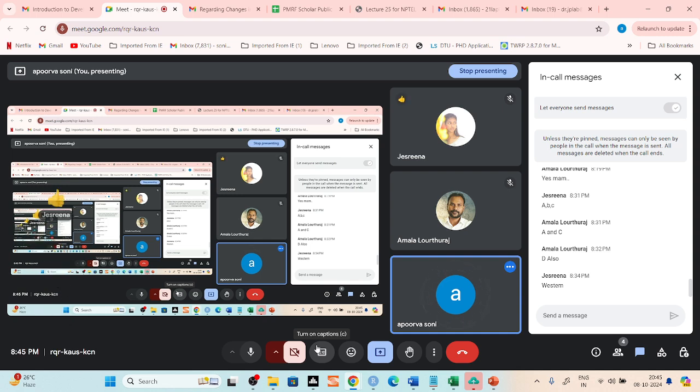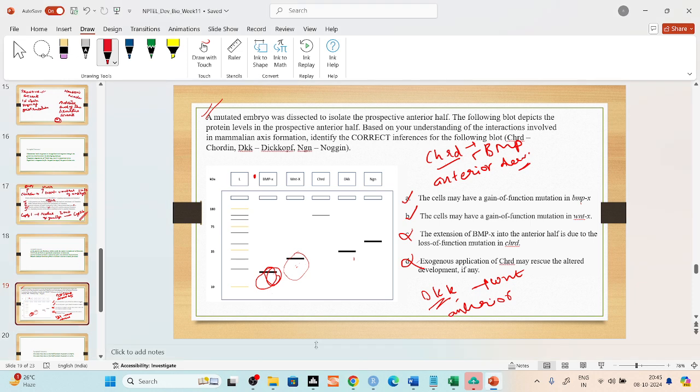Okay, fine. So I hope you could understand this question. Always remember that if you have a gain of function mutation in any gene, that means now even if the gene which is generally involved in suppressing that gene, it won't function because it has now a mutation, a mutated gene. Now it becomes uncontrolled.